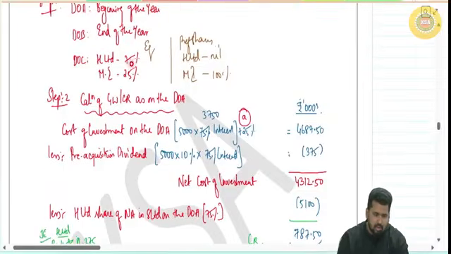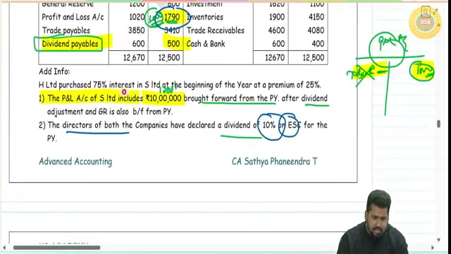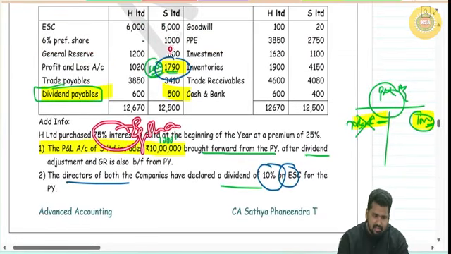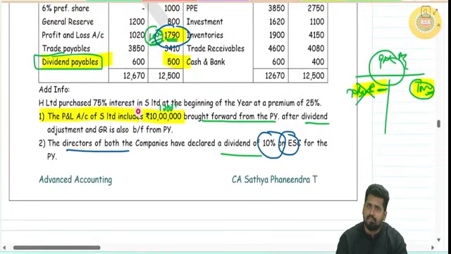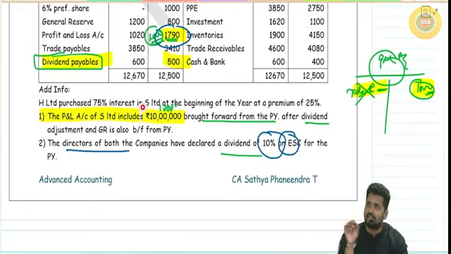Clear? So holding company we are having 75%, minority 25%. Sir, they did not talk. See, when they say 75% of the interest, generally they are talking about equity. But they did not talk anything about preference. Preference, they did not say how much we are holding. If they did not say anything about preference shares, it means we are holding nothing. Entire preference were held by outsiders.